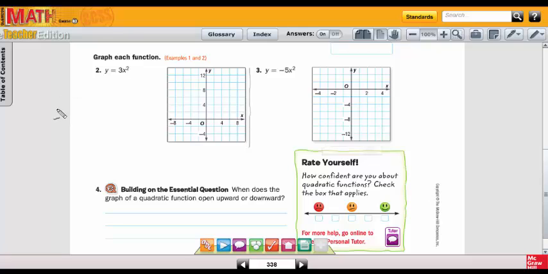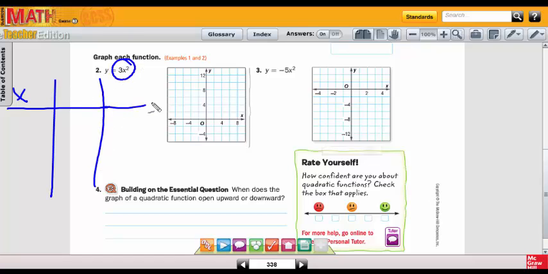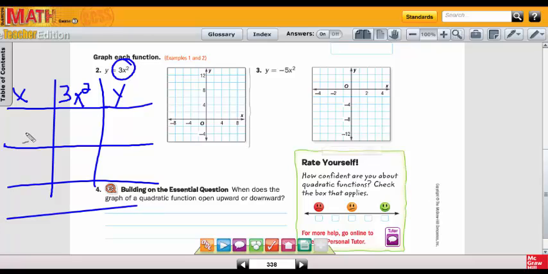For problem number 2, we can create an input-output table. So we have an input of x because it's right here. That means we're going to have 3 times x squared, and then an output, of course, of y. And we're going to do really simple values so we can do most of this in our head. We're going to put in a 0. Well, 3 times 0, of course, is 0.